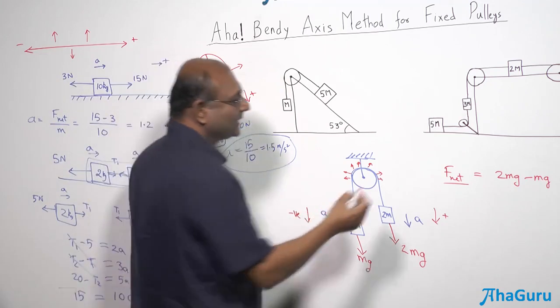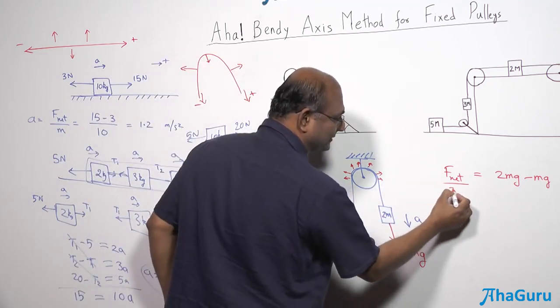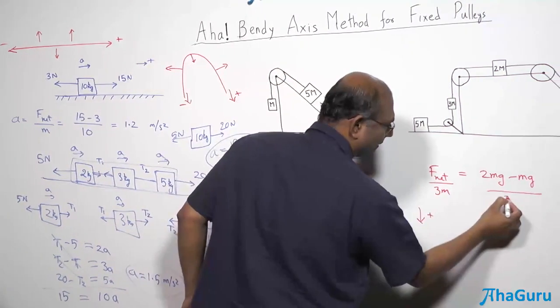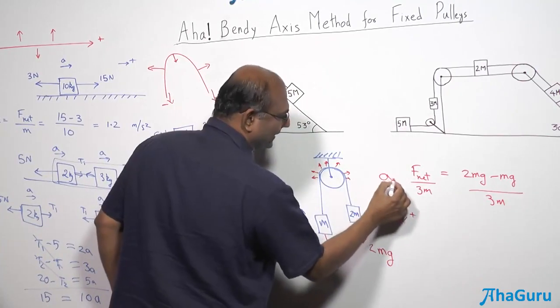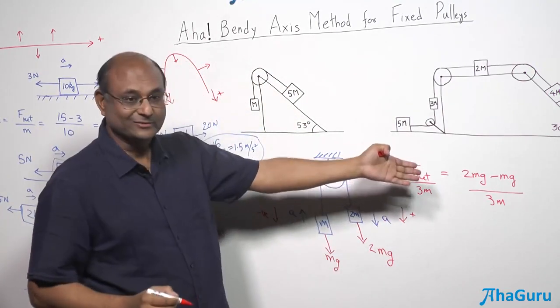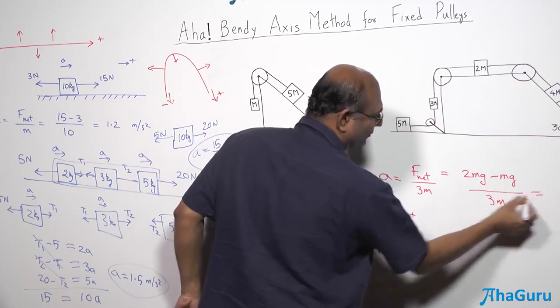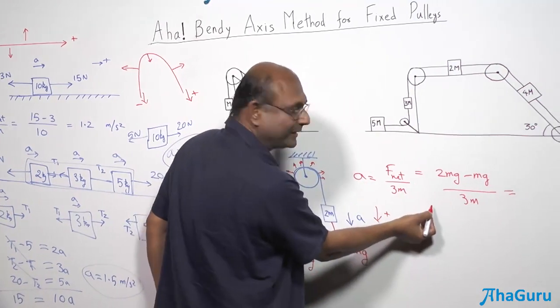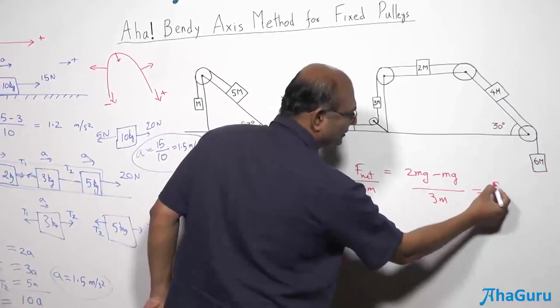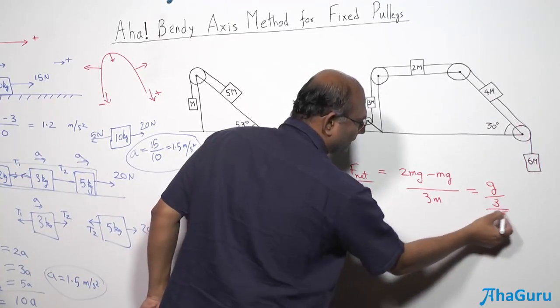Okay, so that means net force by the total mass, which is 3m, must be my acceleration. And that is my acceleration. So how much is my acceleration? Let us calculate. 2mg by 3m is going to give me, m cancels out. So this is going to give me g by 3.